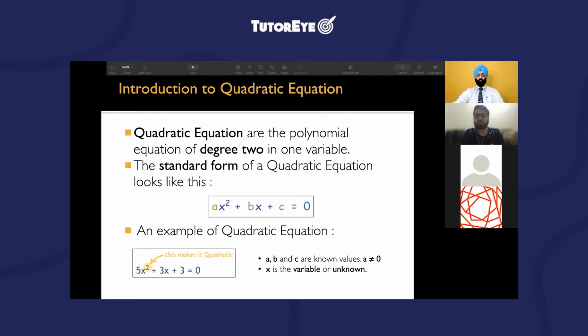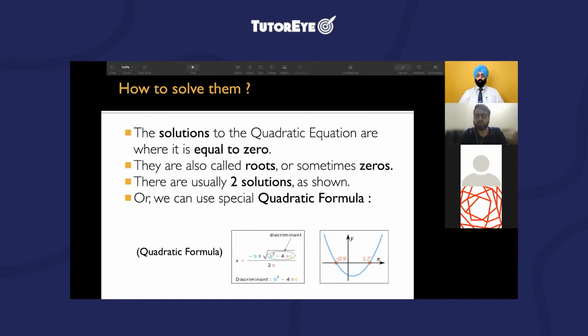The standard form of a quadratic equation looks like this: ax square plus bx plus c equals 0. To solve a quadratic equation, it is always necessary that the equation is equal to 0. That's why this is the form ax square plus bx plus c equals 0. Here is the example 5x square plus 3x plus 3 equals 0. When we compare with our standard form, a will be 5, b will be 3, and c will be 3. And x is the variable, or unknown.